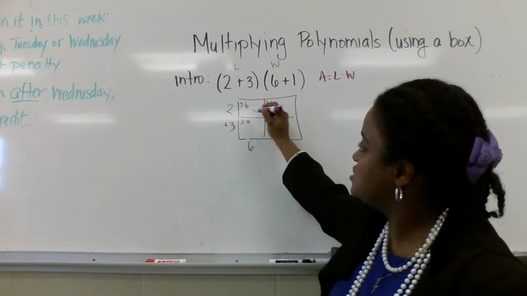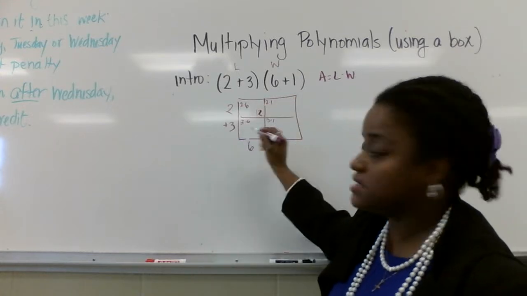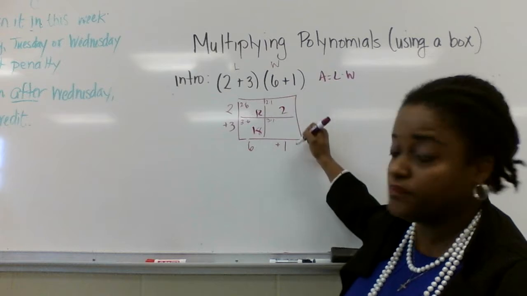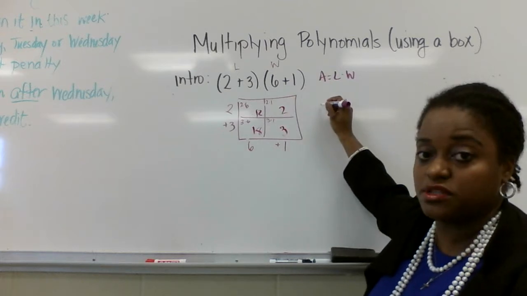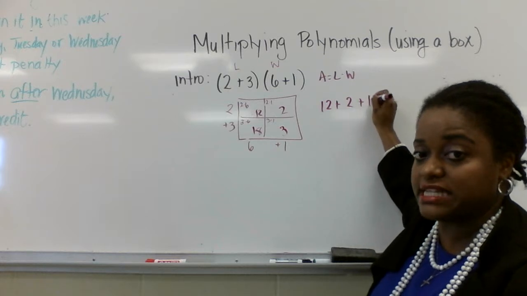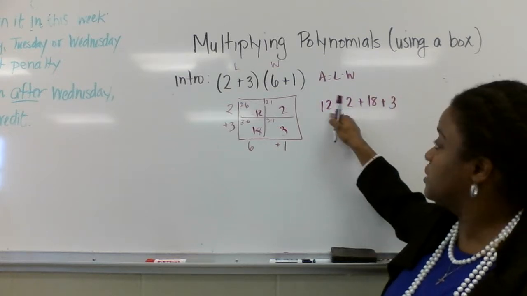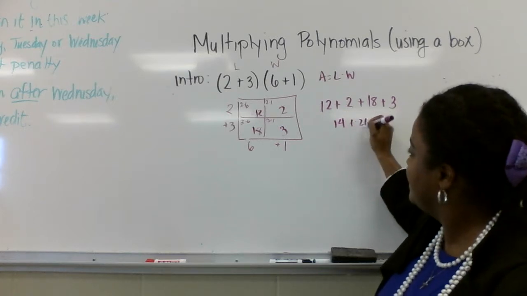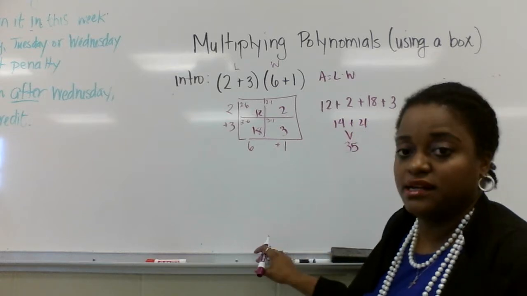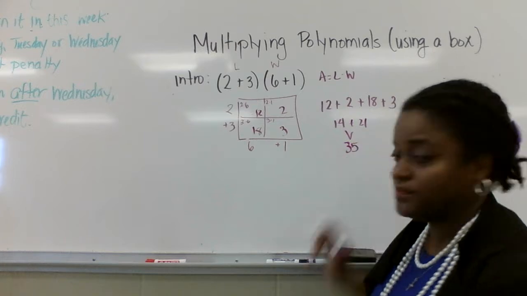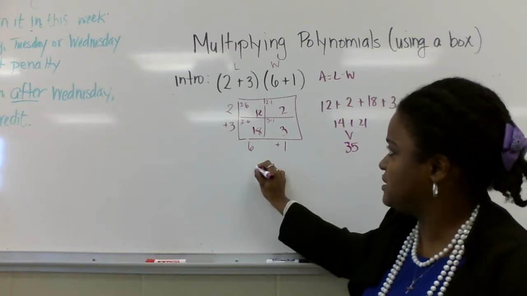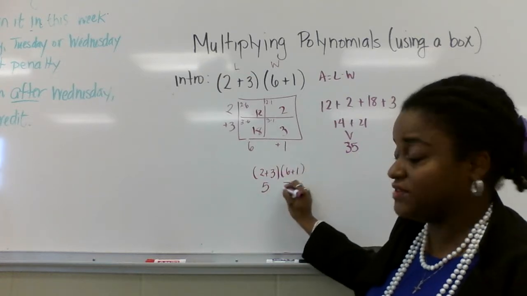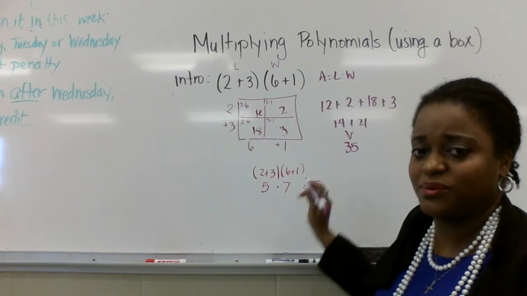Okay, so what's 2 times 6? 12. 3 times 6, 18. 2 times 1, 2. 3 times 1, 3. So to find the area, we'll do 12 plus 2 plus 18 plus 3. 12 and 2, 14. 18 and 3, 21. And that equals 35. Okay, you're like, okay, I knew that because 2 plus 3 is 5. And 6 plus 1 is 7. So then 5 times 7 is 35. We get that.